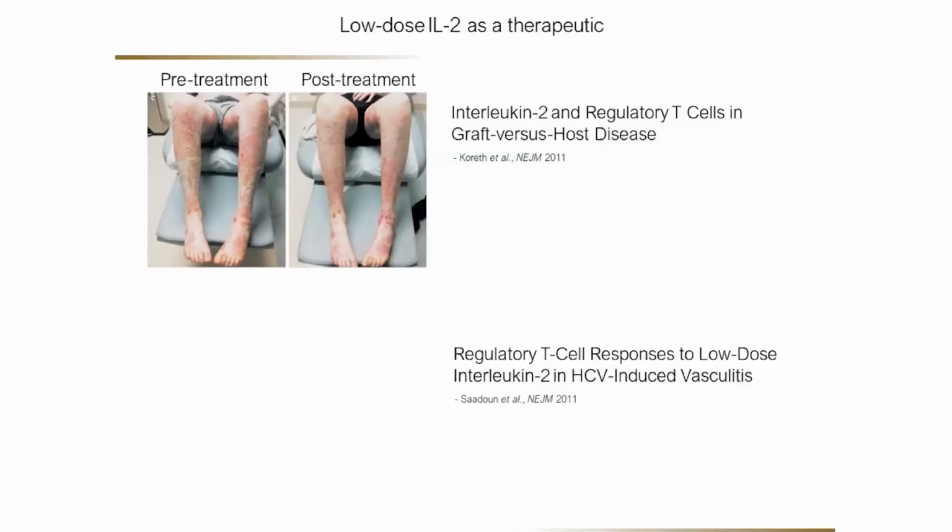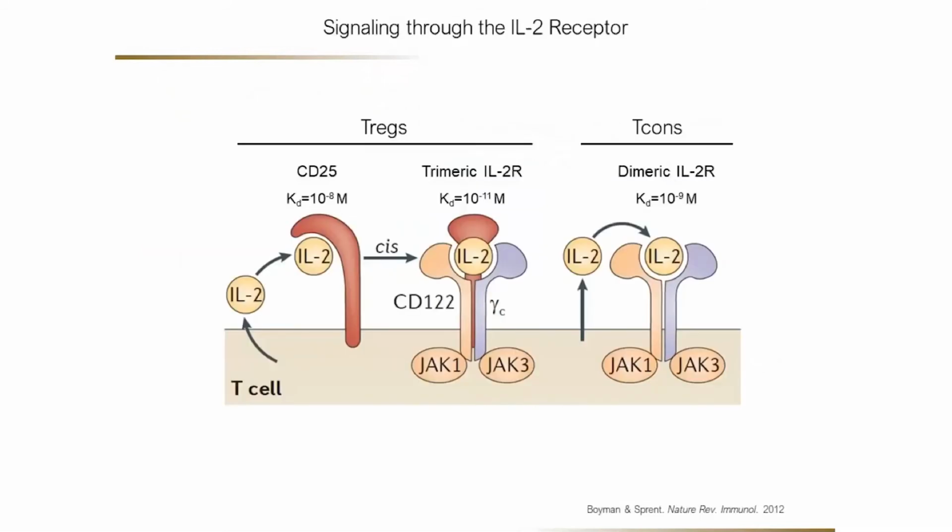And the reason that this works is it takes advantage of a property of regulatory T cells, in that Tregs constitutively express CD25, which is a component of the IL-2 receptor. The affinity for IL-2 in this trimeric form is much greater than what conventional T cells express. Conventional T cells express a dimeric form that does not have this CD25 component. There are some caveats to that in humans, but in any case, what we wanted to do is to see if we could use this to treat IBD.